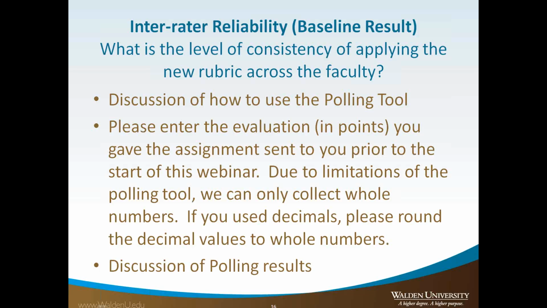Many of you may have used decimals when you filled out the rubric, and that's okay, however, due to the limitations of our polling tool, we can only collect whole numbers. So if you did use decimals, please just round your decimals up or down. Again, 0.5 you can round up, 0.4 and down you can round down. And that'll still give us a good value. We'll talk a little bit later about whole numbers versus decimals. So Lita, are you ready to start the polling process?